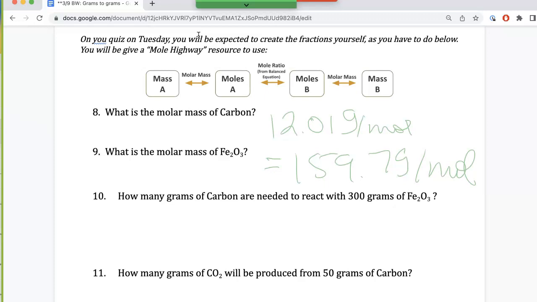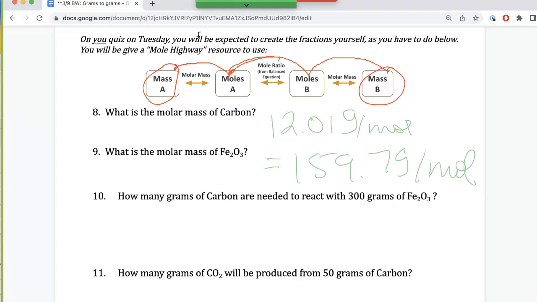For number 10, I'm going all the way from mass of one compound to mass of another. In order to do that, I need to stop at each point along the way. So I'm going to need to go from mass of carbon to moles of carbon. Once I have moles of carbon, I can switch elements by using the mole to mole ratio to go moles of iron oxide, and then end with my mass of iron oxide.